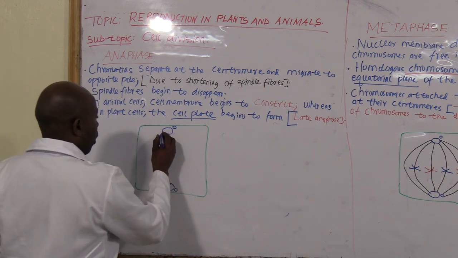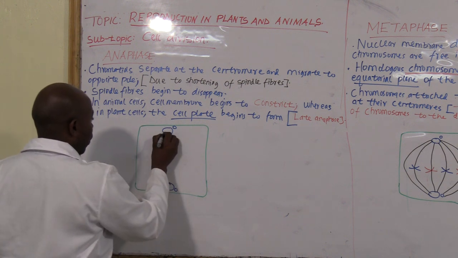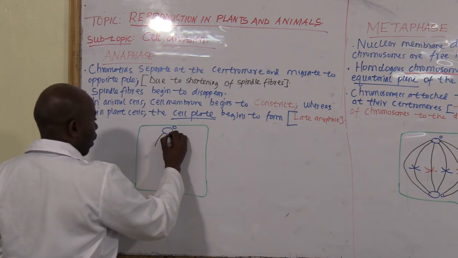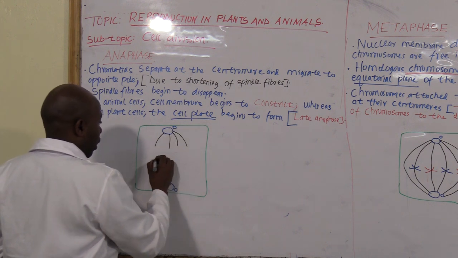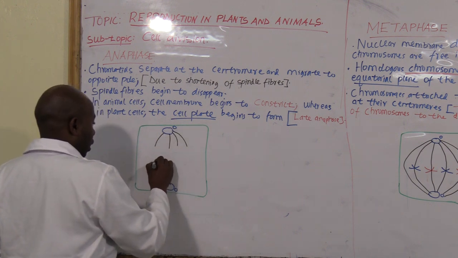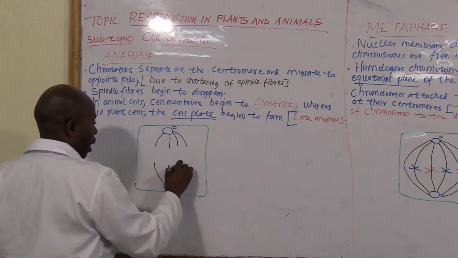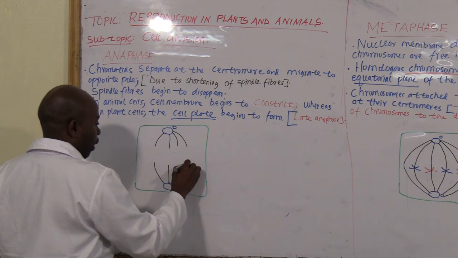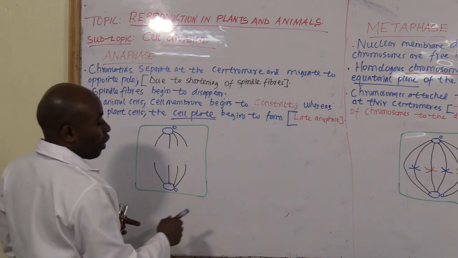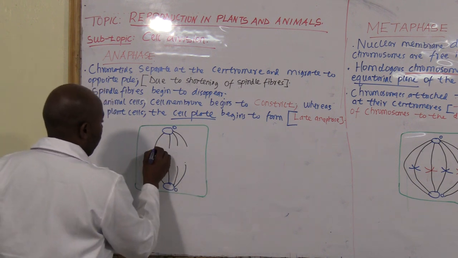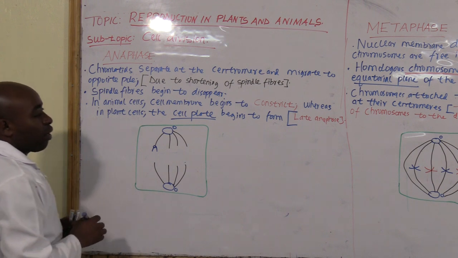So in the first scenario, we have this kind of scenario here. It has begun to shorten that way. The other one has begun to shorten that way, and another one, and the other one. Then you also have another one here that is shortening. The spindle fibers are becoming short. Another one there, and then finally another one there. So as they become short, they'll be pulling these chromatids towards the opposite poles. That is the first section that has been pulled.